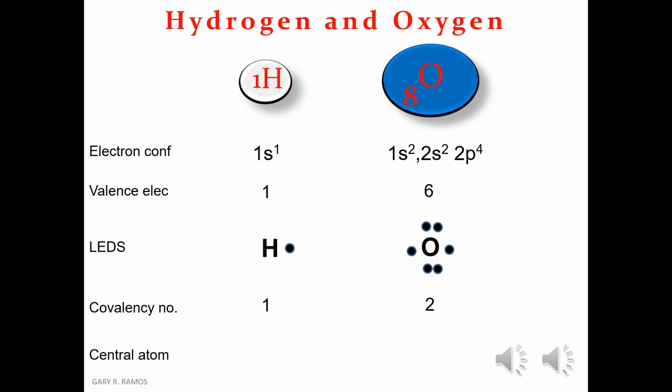To understand how hydrogen and oxygen share their electrons, let us solve first the covalency number. Covalency number pertains to the number of single electrons in the Lewis structure, or the electrons that have no partner in the Lewis structure of both hydrogen and oxygen. The covalency number of hydrogen is 1. This is because there is one single electron in the Lewis structure of hydrogen, while the covalency number of oxygen is 2. This is because there are two single electrons in the Lewis structure of oxygen.